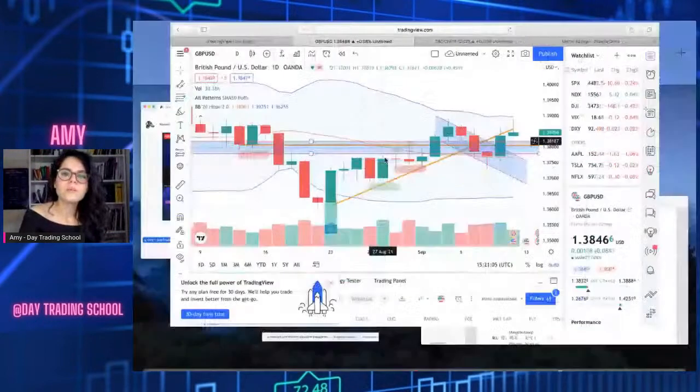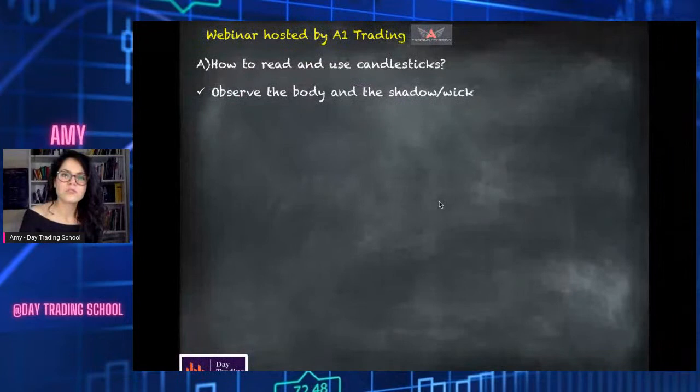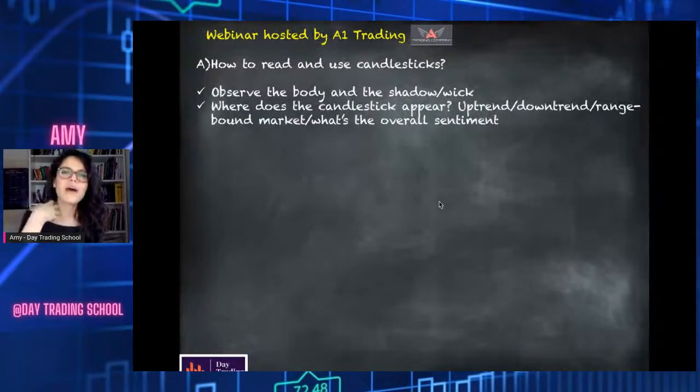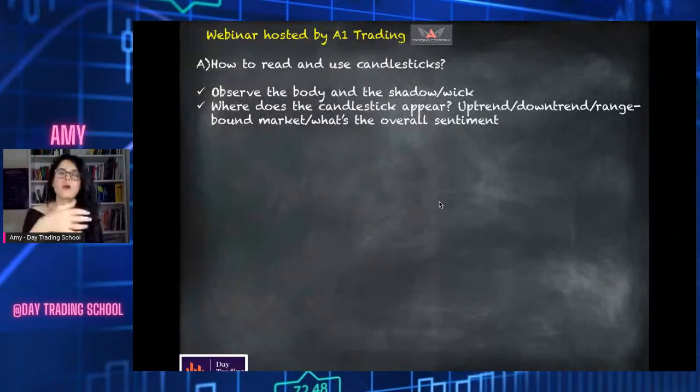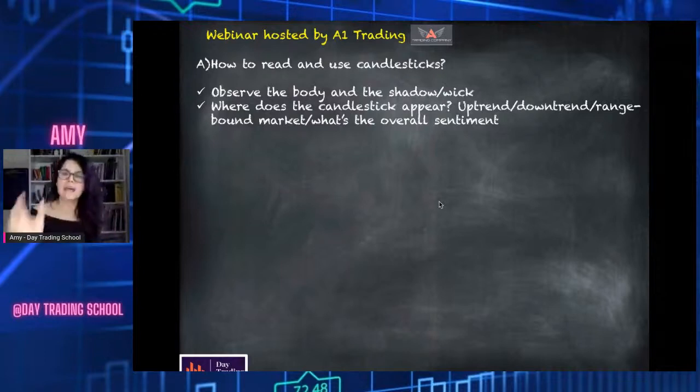Then rule number 2 is, let me switch to this one next. Where does the candlestick pattern appear? And the same for, you know, where does the candlestick appear? That means the location is important. Is it in an uptrend? Is it a downtrend? Is it a range-bound market? What is the overall sentiment? Where exactly does it appear? Because I'm going to show it to you later on.